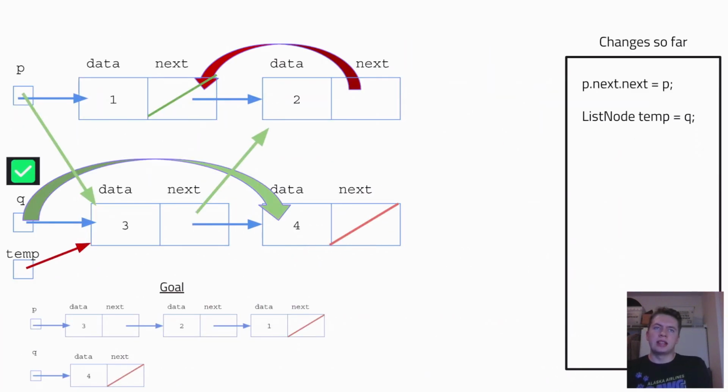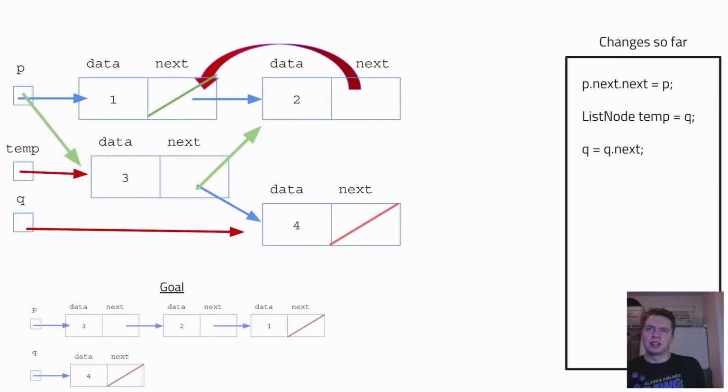Great. Now this q change is safe. Since temp and q are both pointing to the list node containing 3, we're safe to change one of those references. So let's change q to point to q.next, because in our goal, q points to the list node of 4, and that's it. So let's do this. q is equal to q.next. Great. And let's rearrange these nodes to make it look a little cleaner.